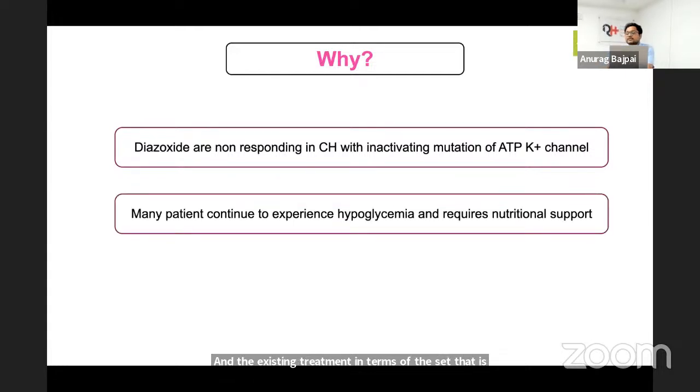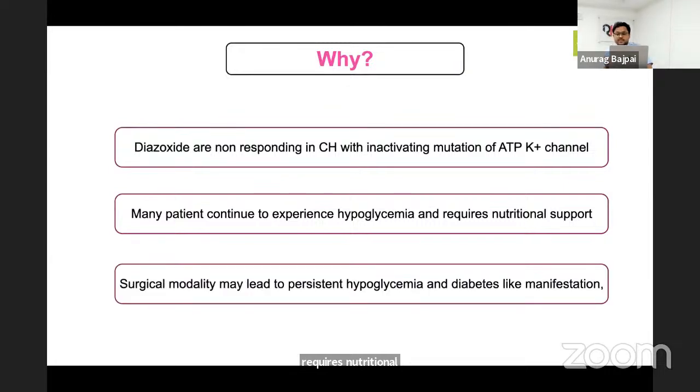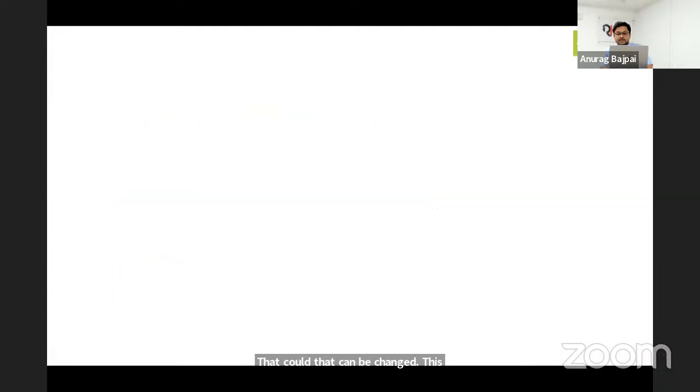Also, many patients experience persistent hypoglycemia and require nutritional support even after treatment with medicinal therapy. Not only that, even after surgical therapy, in terms of near total or subtotal pancreatectomy, 40 to 50% of patients still remain hypoglycemic, and they sometimes manifest severe disorders like diabetes. So we need something that can change this kind of complication in the patient.